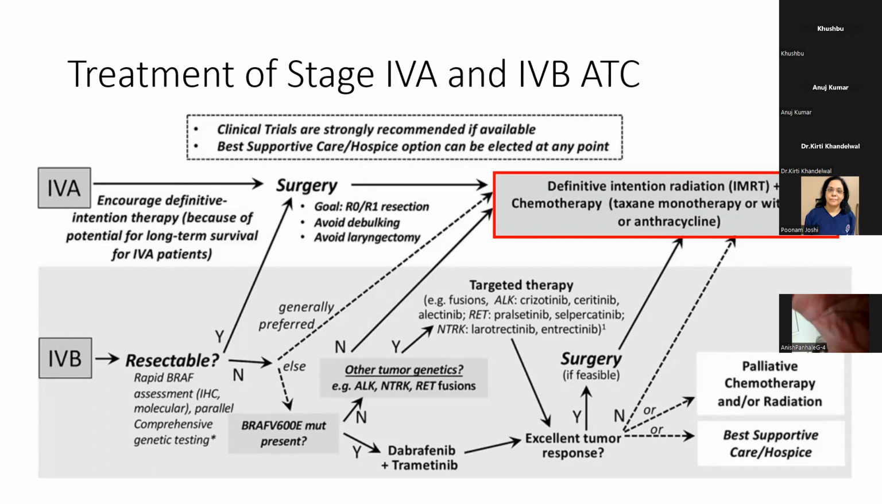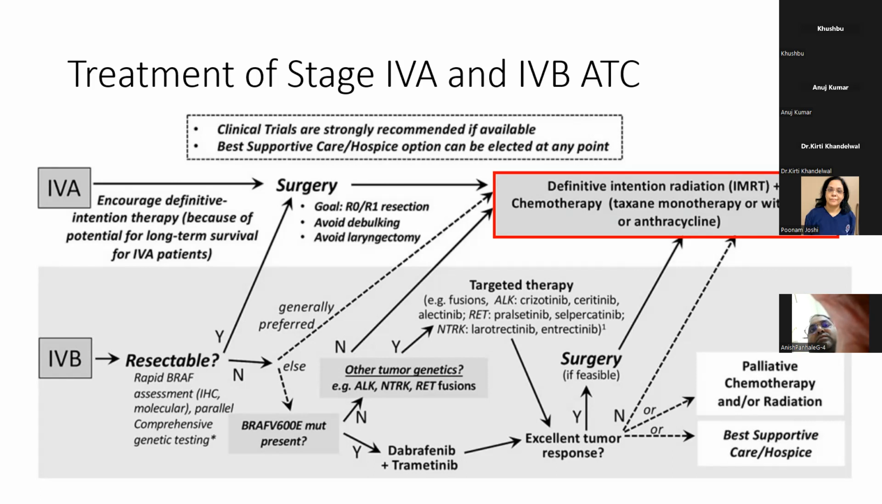So in 4A, we encourage definitive intent therapy, and if surgery is feasible, it should be surgery followed by adjuvant treatment. Whenever surgery is possible, if we can achieve an R0 or R1 resection, then following that we should decide about adjuvant treatment. After surgery, we should be giving adjuvant treatment in the form of radiation therapy plus or minus chemotherapy, which can be taxanes with platin or anthracycline. So this happens in resectable disease: surgery followed by adjuvant RT with or without chemotherapy.